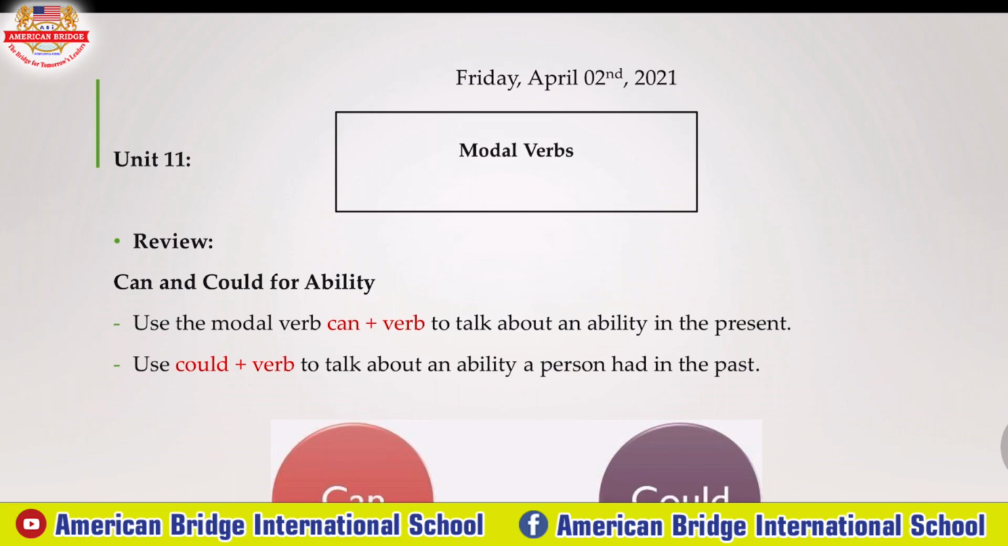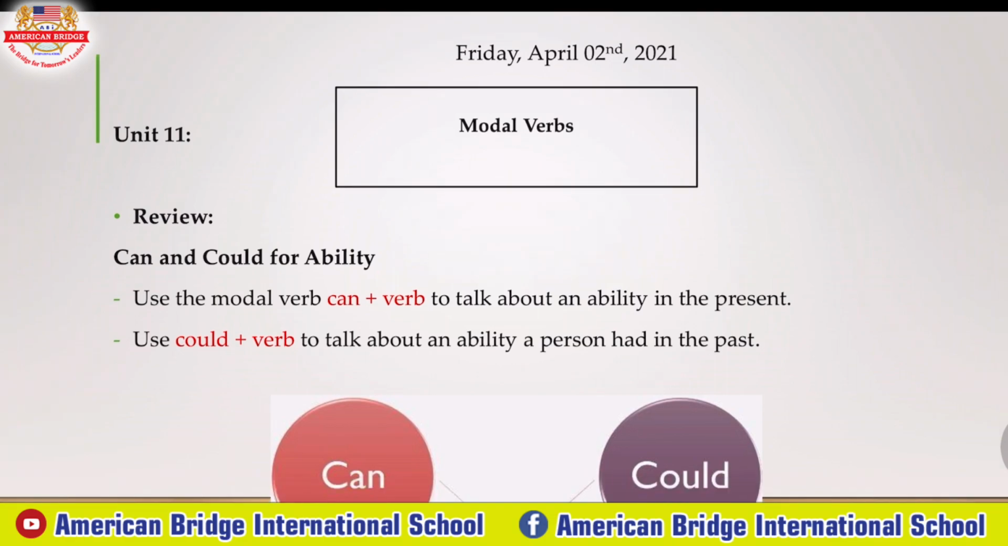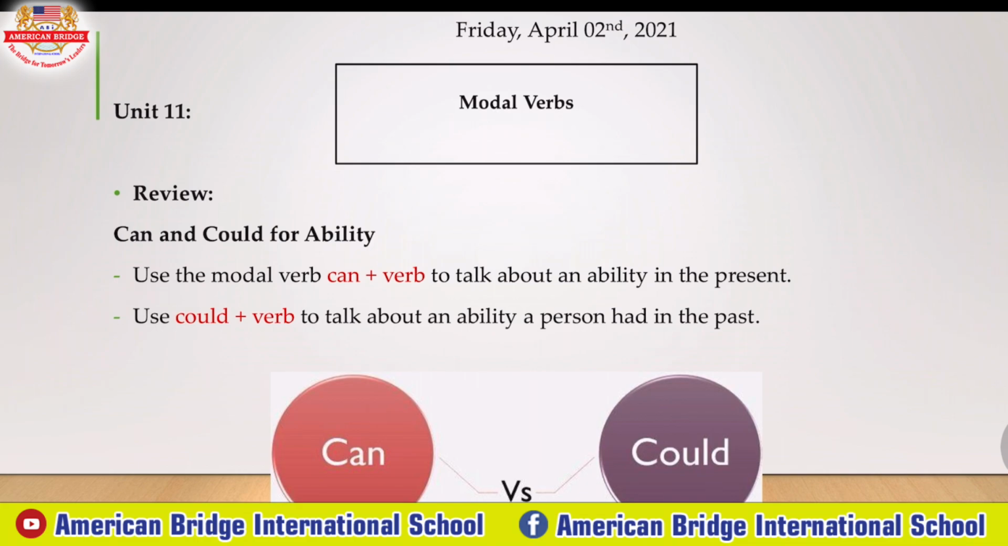So here is a quick review about can and could for ability. As we know, we use the modal verb can plus verb to talk about an ability in the present. And we use could plus verb to talk about an ability a person had in the past. So there is a difference between can and could. We use can for talking about ability in the present, as in the examples like I can cook, I can run, I can speak 3 languages. So it shows that ability is something we have in the present time.